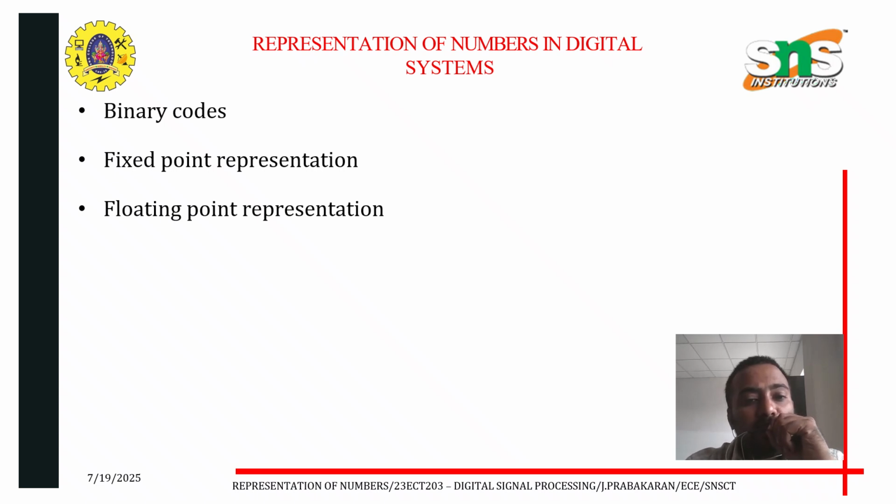Next are fixed point representation and floating point representation. The floating point representation is employed to represent a large range of numbers in a given binary word size. The floating point representation is N equal to M into 2 power E.